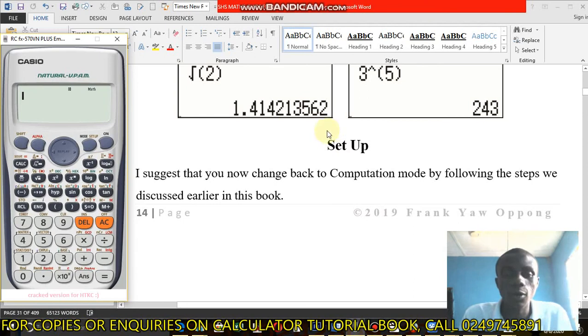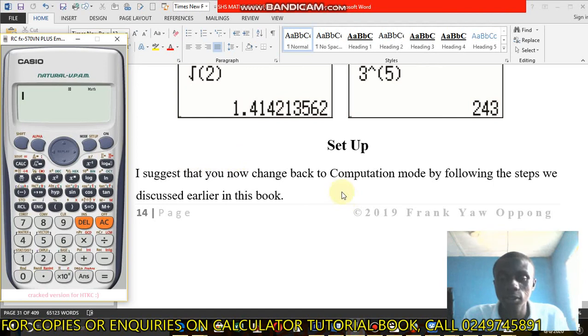As usual, we are using the calculator simulator as you use your own hardware calculator. While I use the calculator simulator, we will also be using the SharpBrain calculator tutorial guide by Frank Yaopong. As you move through the tutorial step by step, you are going to get every bit of it to achieve your aim.